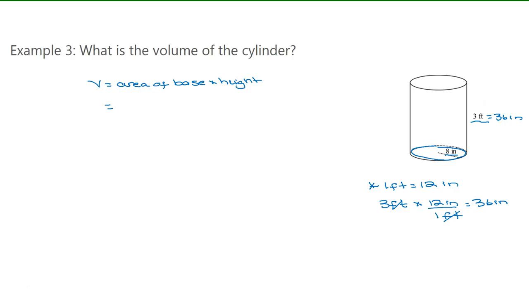So now let's do our pi r squared times the height. So we have pi, and the radius is 8. We have to square that, and then we times it by the height, which is 36. So using your pi button, or 3.14, you should get 7,238.2 cubic inches.